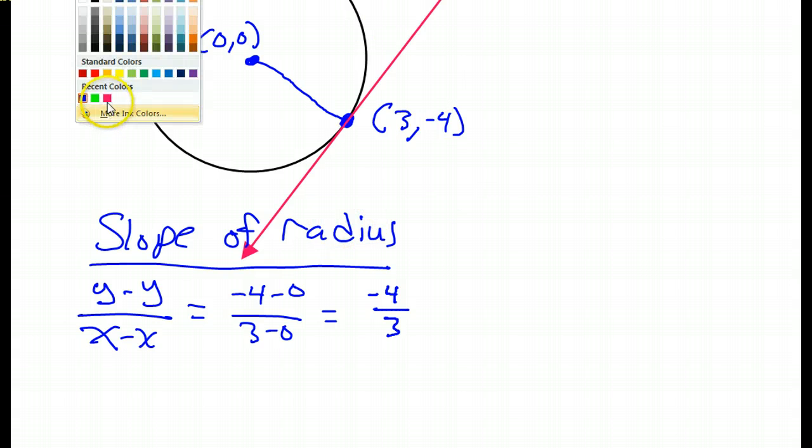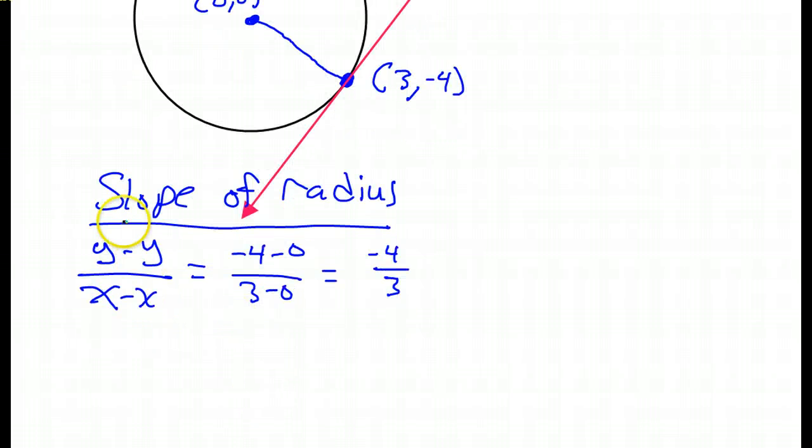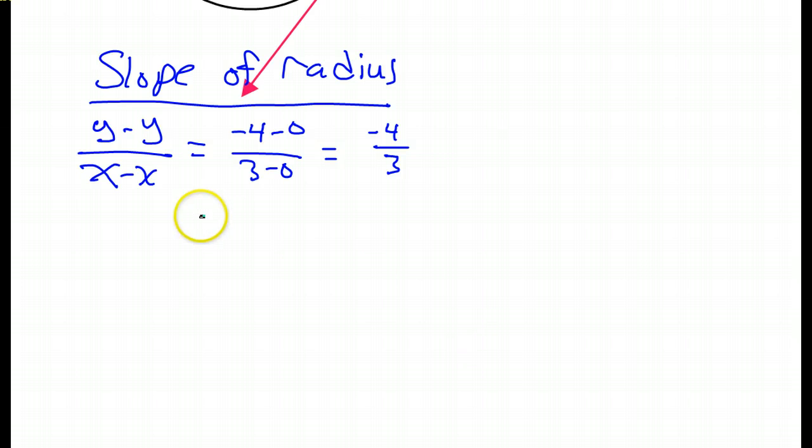But now we can switch over. By the way, y's over x's. I saw several people on the last test doing x's over y's, and that's why you got it wrong. So now we can find the slope of the tangent, which is what we really wanted.